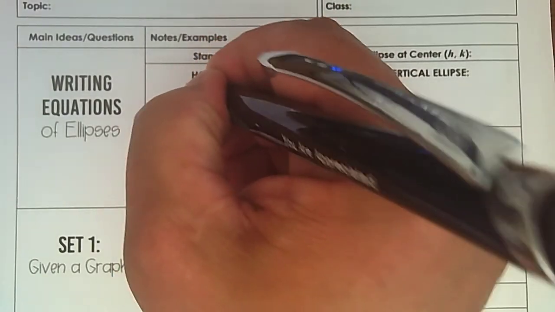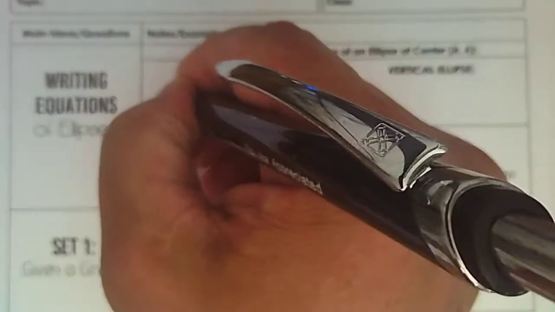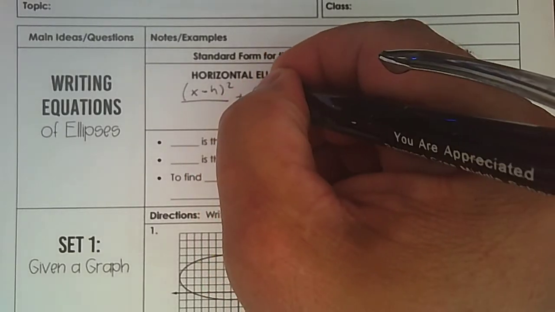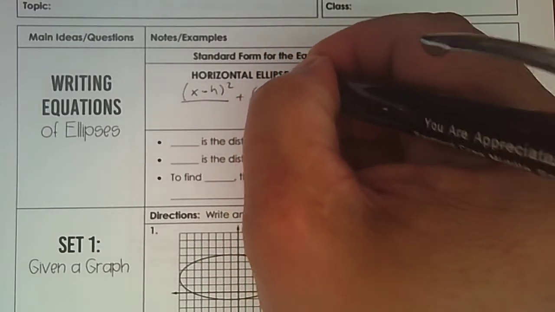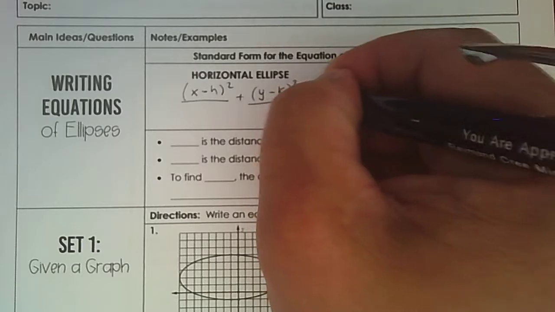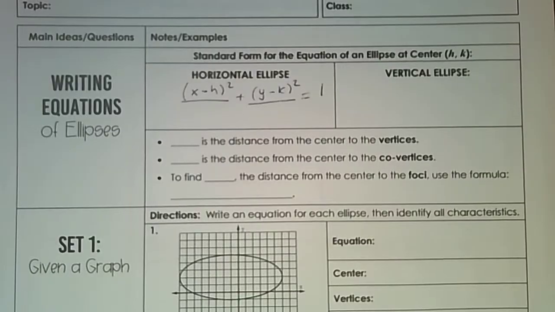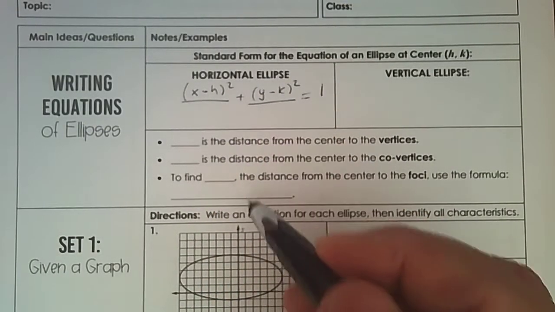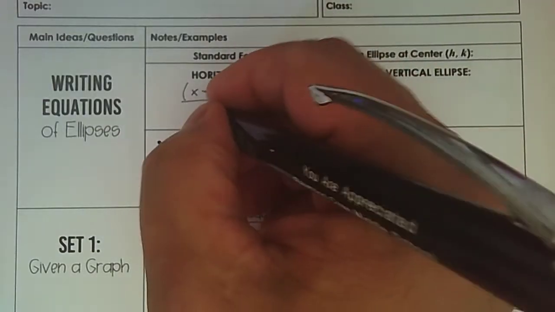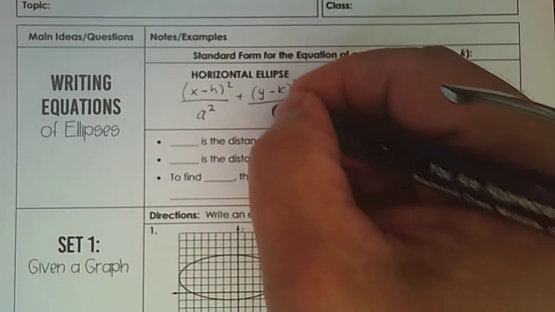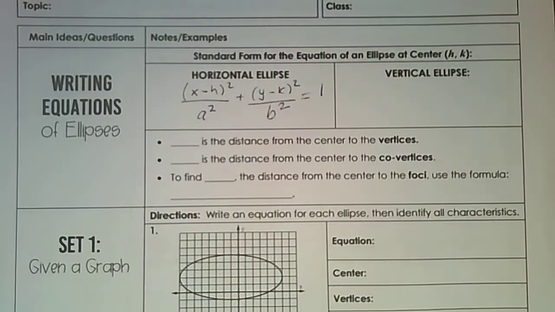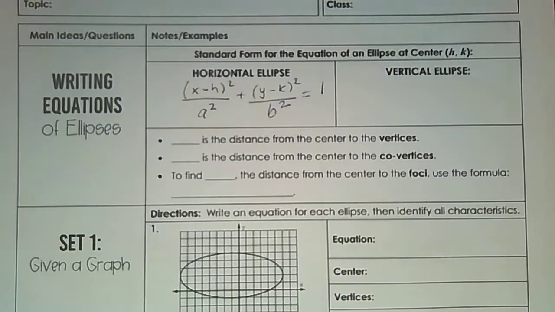So our center is in the numerator. So H, K, our center, squared, and then our denominator. Now for horizontal, the major, which will be A, will be in the denominator, and then the minor, B, will be there in that denominator.